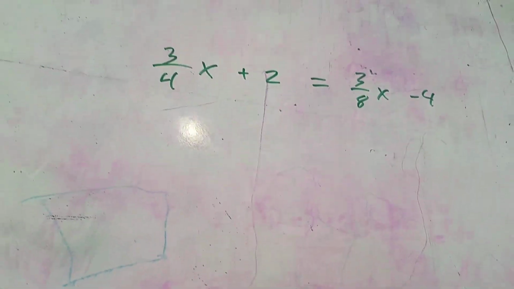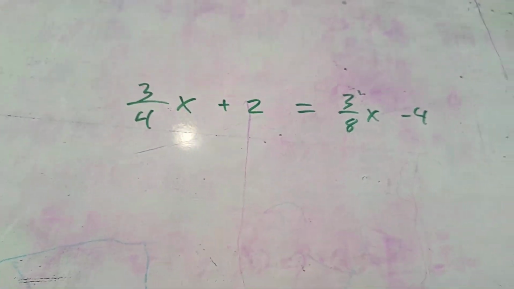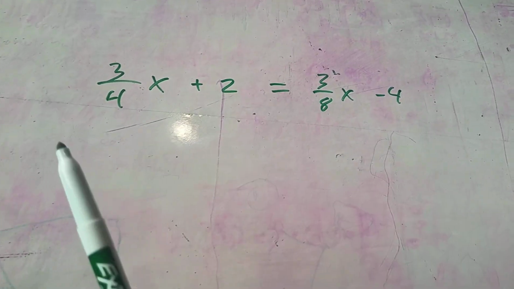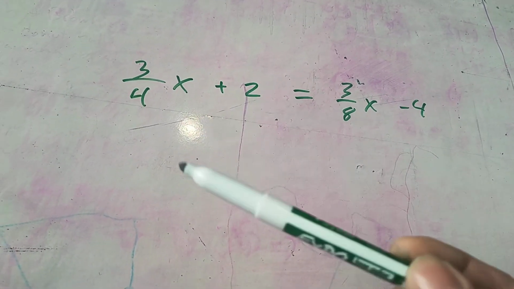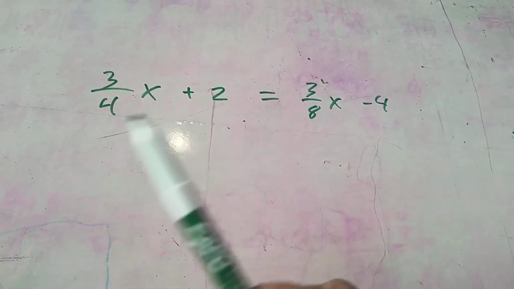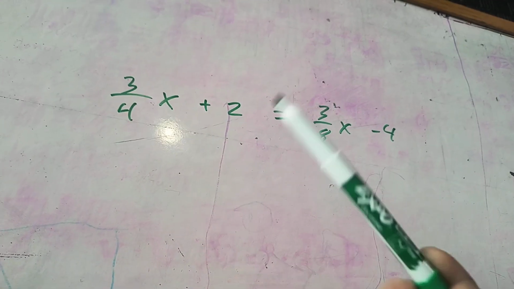All right, we're going to solve this equation. We're going to solve for x in this equation. This expression has got variables on both sides. But there's fractions here, and fractions can sometimes get messy.